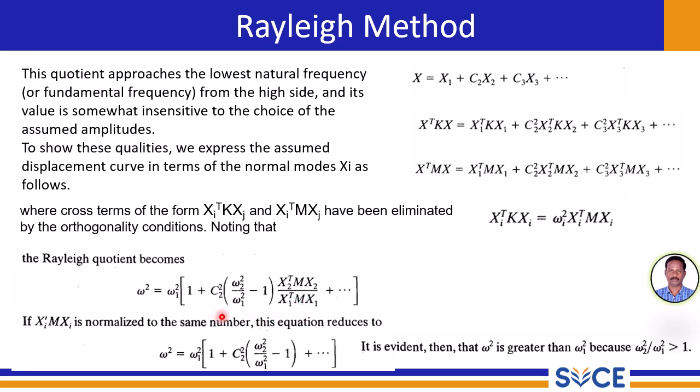C2, C3 appear in squared terms, so they are always non-negative. The estimated omega square will always be greater than or equal to omega n square. This confirms the upper bound property. Even if our assumed mode shape has some contributions from higher modes, if the coefficients are relatively small, the estimated frequency will still be close to the fundamental frequency. This demonstrates the insensitivity to the choice of assumed amplitudes.